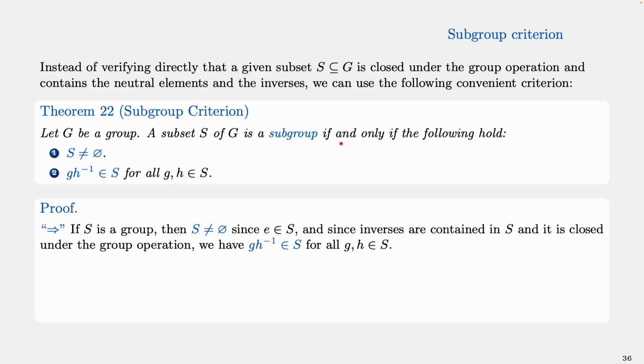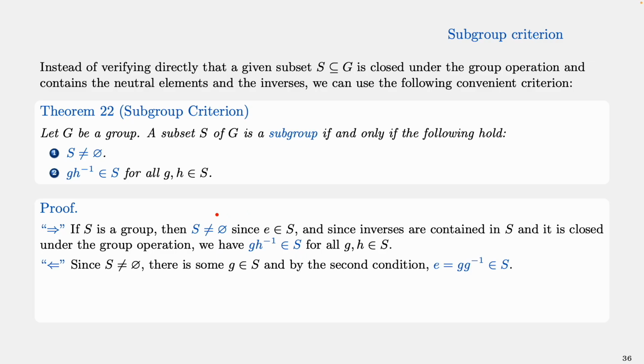For the proof, because we want to prove an equivalence, if and only if, we first assume that S is a subgroup and prove that these two properties hold. So if S is a subgroup, it's a group, of course. Then it's not empty because the neutral element has to be contained in S. So we can tick the first box. And if it's a group, the inverses are contained in S, and it is closed under the group operation. So that means for any elements g, h in S, of course, g times h inverse also has to be in S. For the other direction, we now assume that the subset S satisfies these two properties and will conclude that it has to be a subgroup.